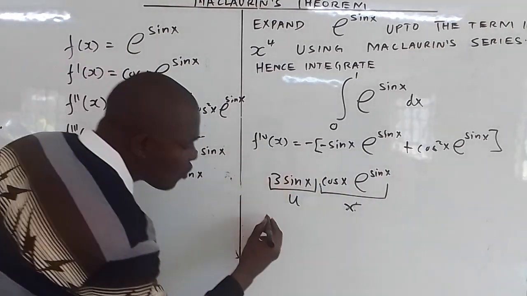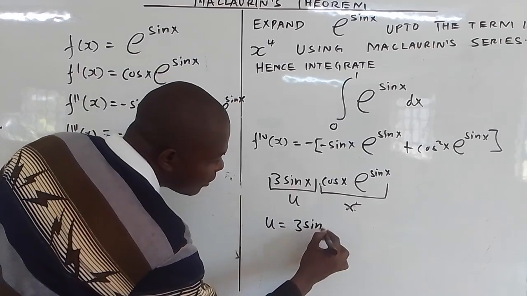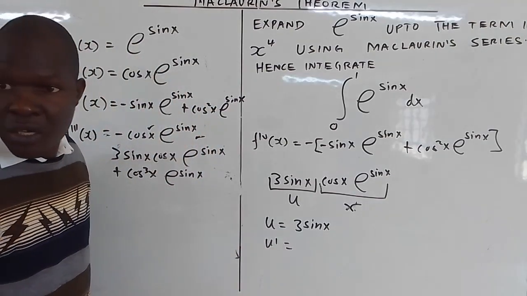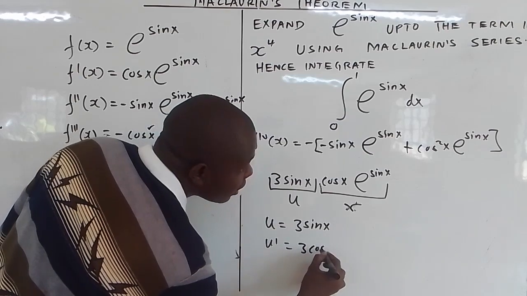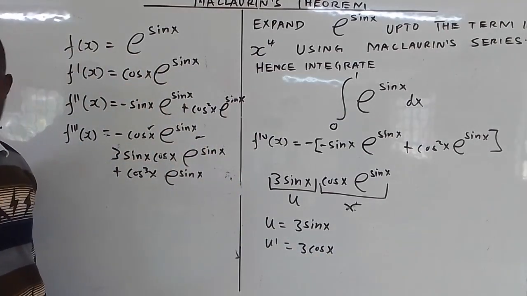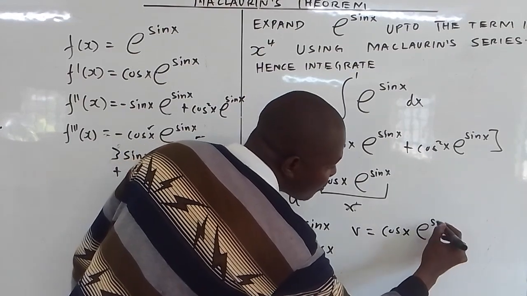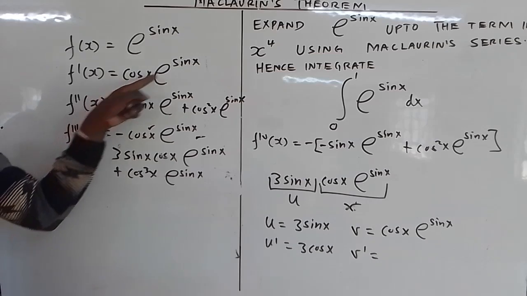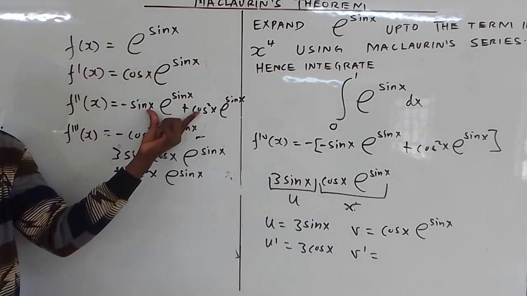So here it means you use what? 3 sine x. So if you differentiate sine x, you get cos x, isn't it? So we are going to have 3 cos x. Are we together? Then you go to v. Your v is what? Your v is cos x exponential sine x. If you differentiate v, see, you already differentiated it here. If you differentiated this, you got this. Are you seeing? Are we together? Yes. Are you seeing what you found?